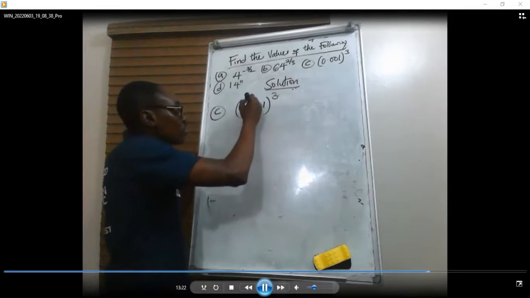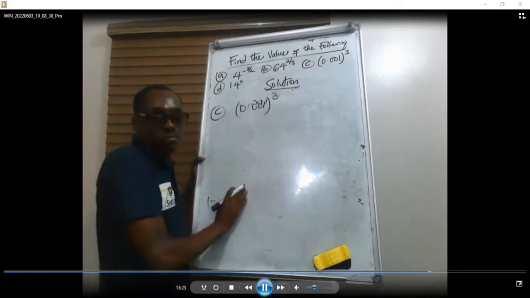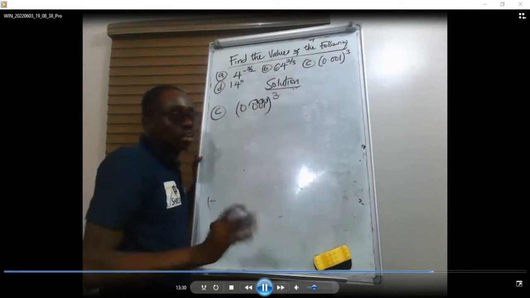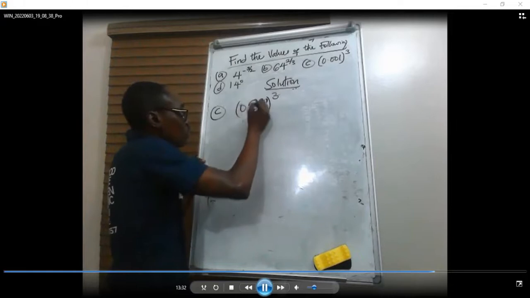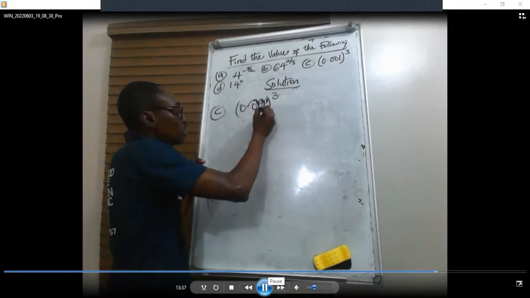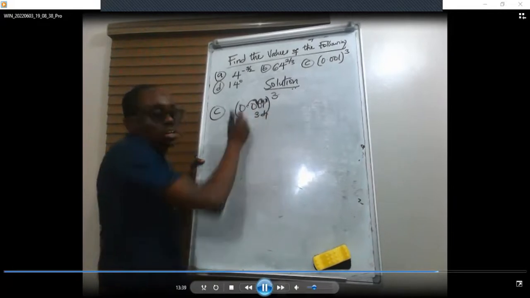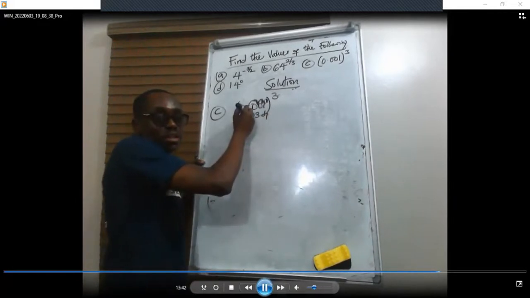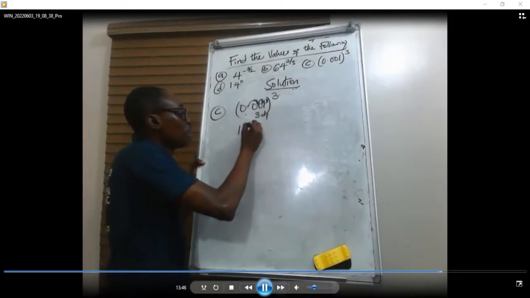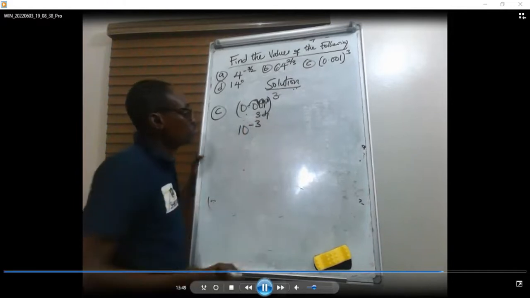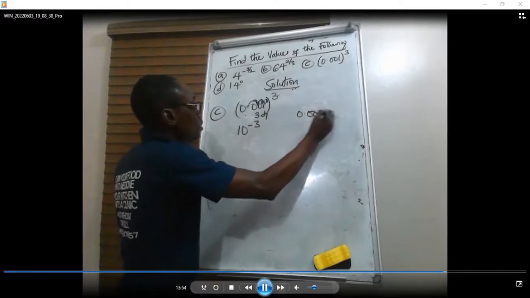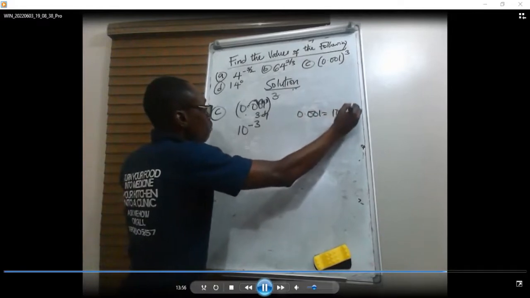This is the same thing as, 1, 2, 3, I'm moving the decimal point 1, 2, 3 places. How many times did I move it? 1, 2, 3. 3 times. This is written to 3 decimal places. So when you're writing this in index form, this is going to be 10 raised to power minus 3. So 0.001 is the same as 10 raised to power minus 3.